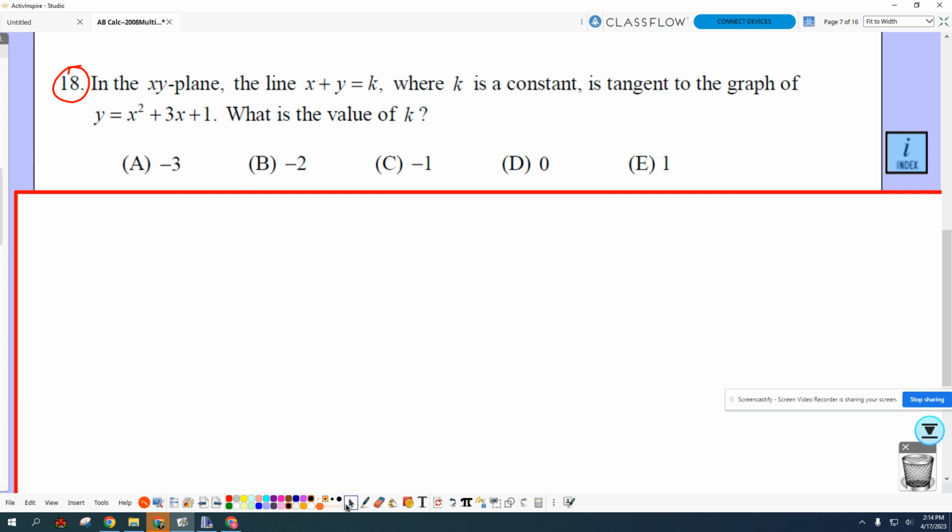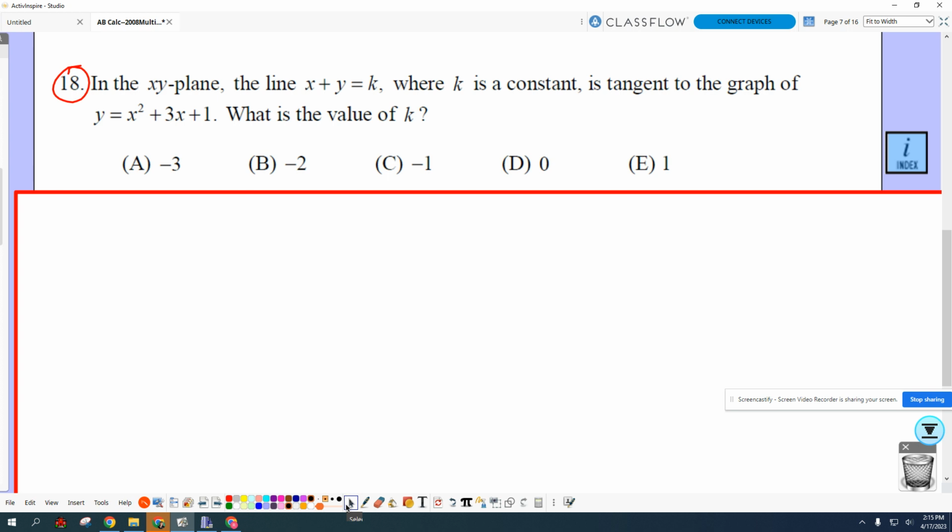Fight through it. What does it mean that this line is tangent to that curve? It's touching, that is your point. Okay, when they are tangent, what has to be true? They have the same slope. Oh my goodness, they have the same slope. What is the slope of this one? What is the slope of that one?